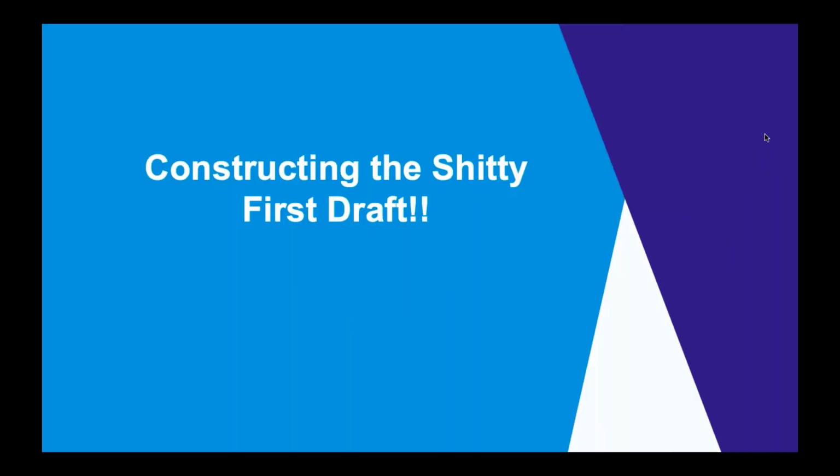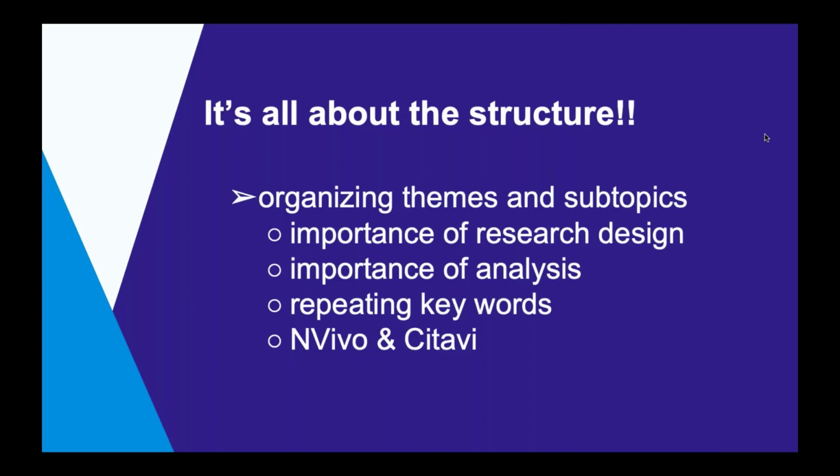All right, so getting this less than perfect draft out is important, and that's what we've been doing all along. We just want to get the ideas in. So here are some things to think about as far as structure. Organizing your themes and subtopics, critically important. Those come in to play with your research design. What makes the most sense with the design that you're using and why? The importance of analysis that I just mentioned. We've got to make sure that we spend time in the analysis phase.